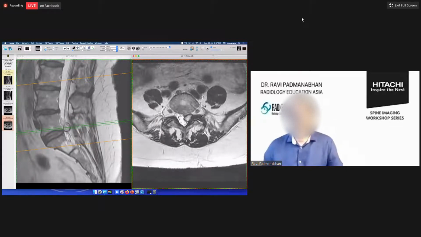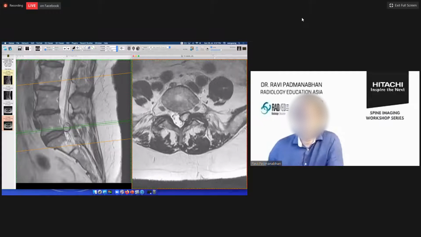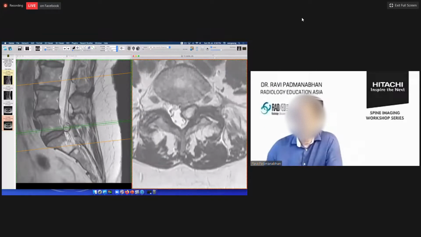So how would you describe this in the report? Well, you'd say that there is a well-defined T2 hyperintense structure measuring whatever, so two planes measurement, and the third plane supero-inferiorly, which lies within the canal at the L5-S1 level with indentation of the thecal sac. So here's the thecal sac.